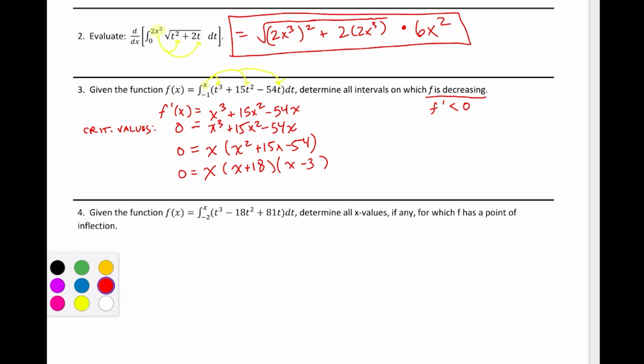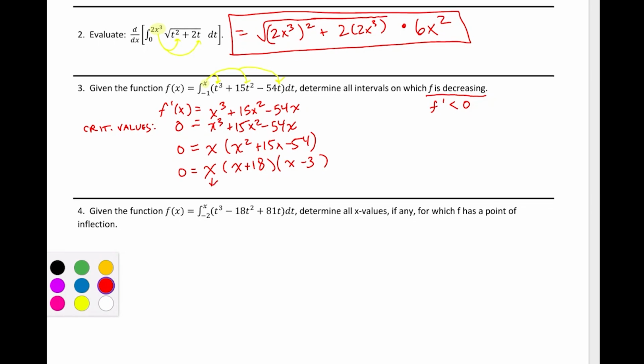So now we've got three critical values. We've got one at x equals 0, one at x equals negative 18, and one at x equals 3. So those are going to be my three partitions of the domain here for f prime. So negative 18, 0, and 3. And I'm trying to figure out where is f prime negative.